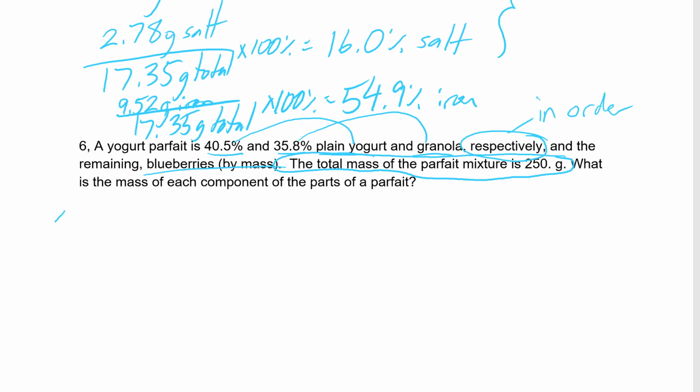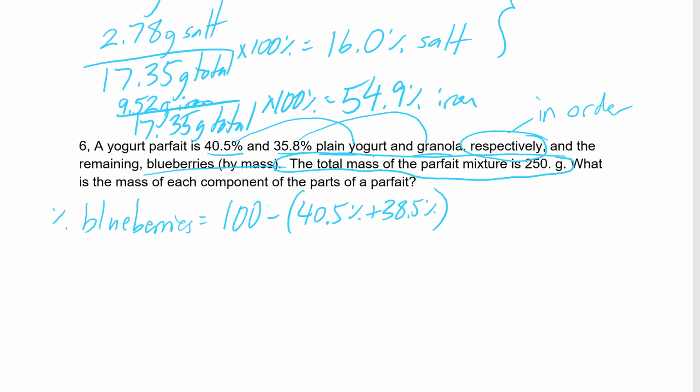So first we have to get the percent blueberries. The way you get that is you start off with 100%, subtract the 40.5% added to the 38.5%, to get the two parts added together, subtracted from the whole. And that comes out as 21.0% blueberries.